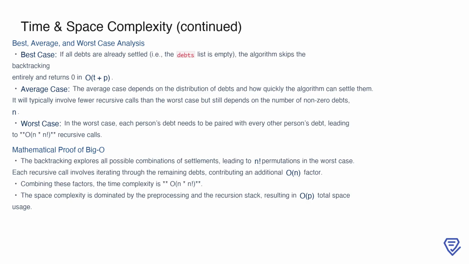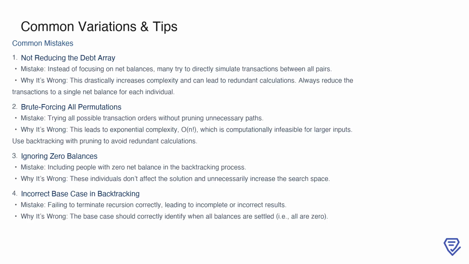The backtracking explores all possible combinations, resulting in n permutations, with each recursive call contributing an additional n factor. Meanwhile, the space complexity remains O(n), dominated by the pre-processing and recursion stack requirements. When tackling this problem, there are several common mistakes to avoid.